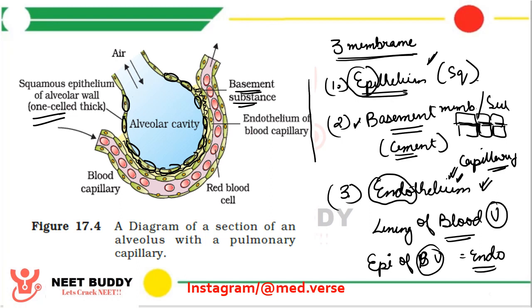और यहाँ पे आपको तीन ये लेयर्स याद रखनी है. कौन कौन सी तीन लेयर्स हैं? So those three layers are: first is the epithelium, then comes the basement or the cementing material, and finally comes the endothelium or the epithelium of the blood vessels. And that is the complete exchange membrane through which your respiratory exchange occurs.